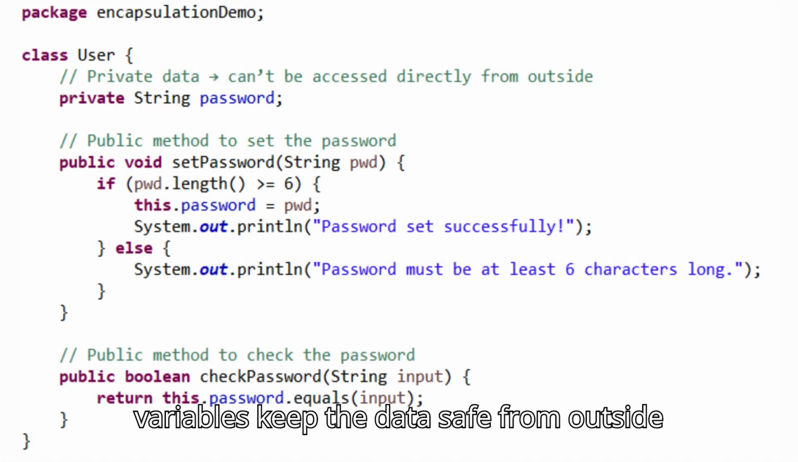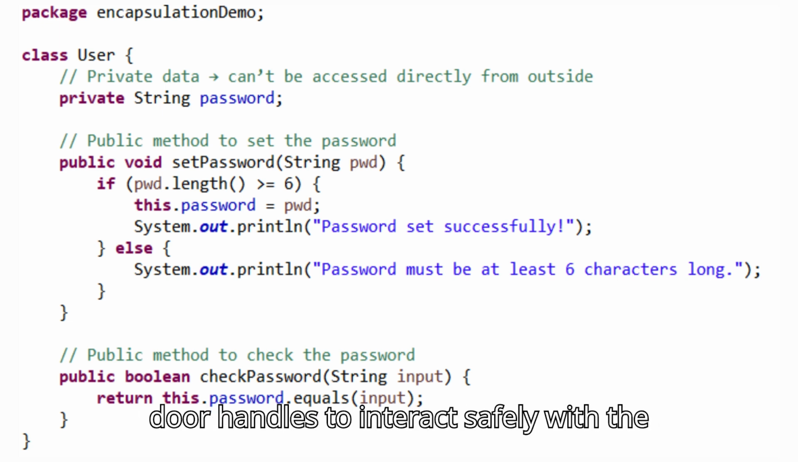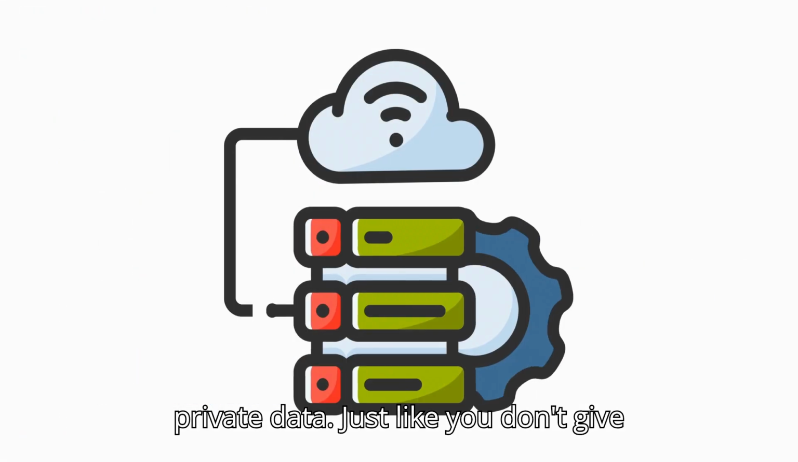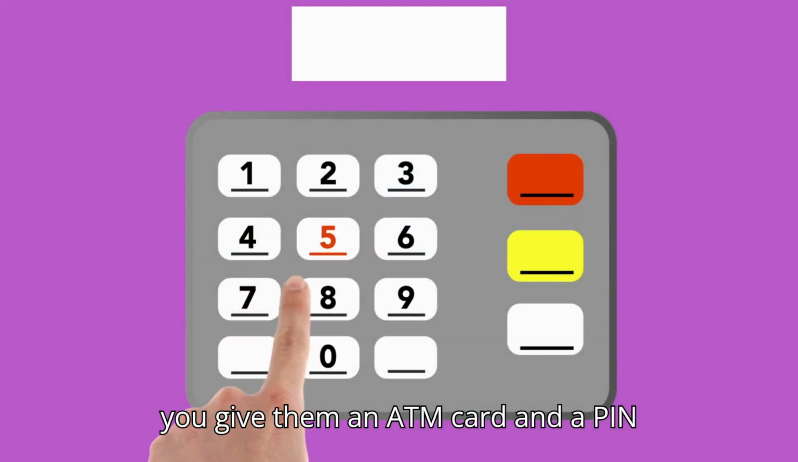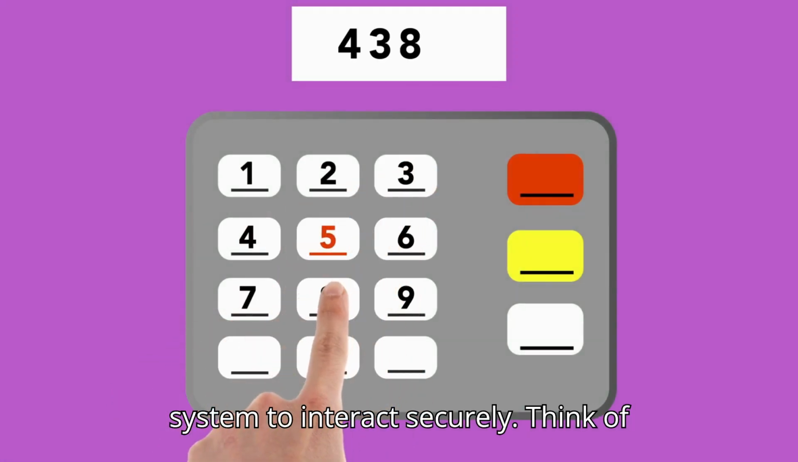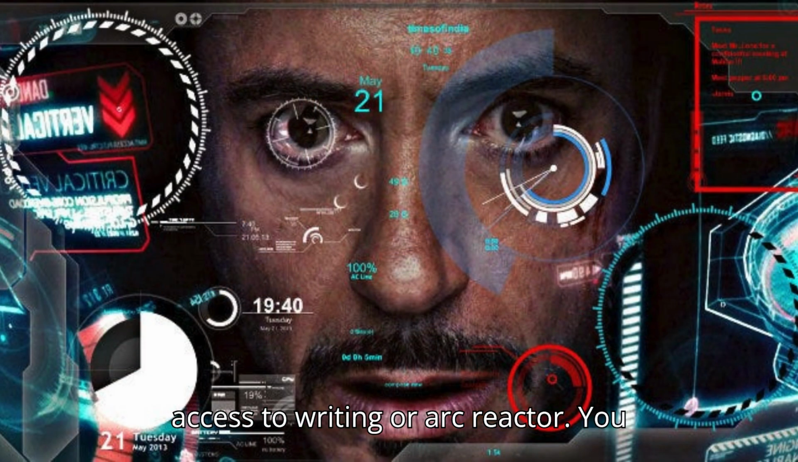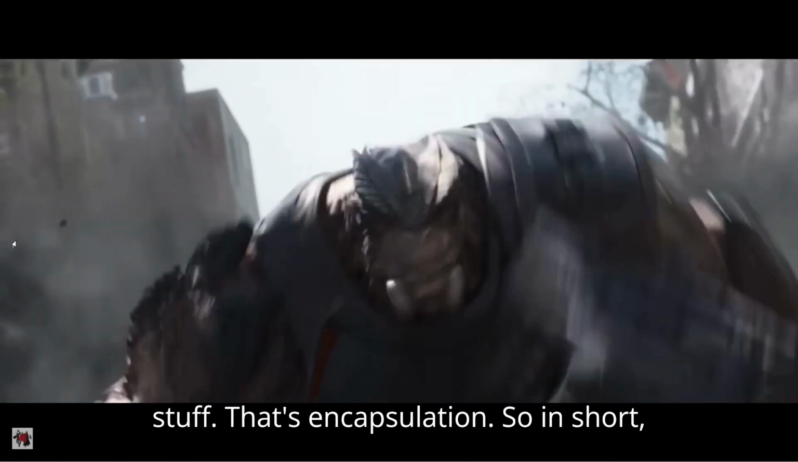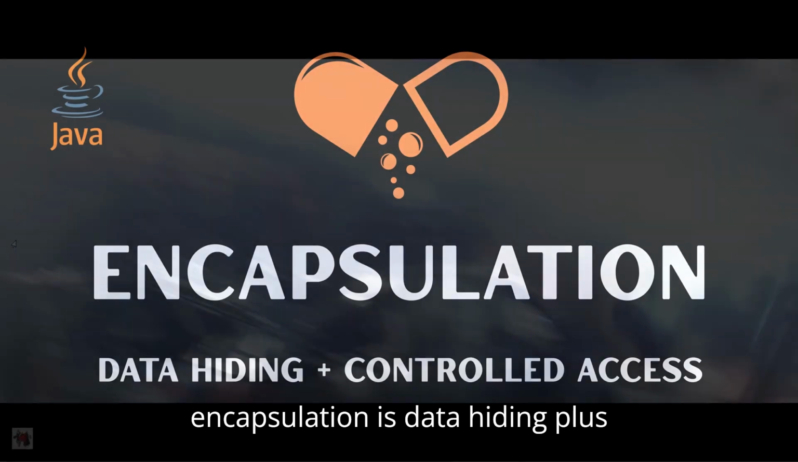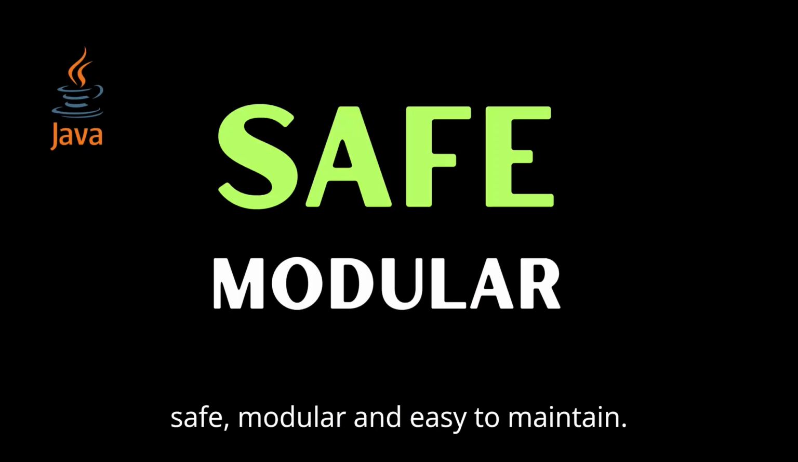Here, private variables keep the data safe from outside interference. Public methods are like door handles to interact safely with the private data. Just like you don't give someone your raw bank account database, you give them an ATM card and a PIN system to interact securely. Think of the Iron Man suit. You don't get direct access to the wiring or the arc reactor. You only press buttons on the inside interface and the suit does the complex stuff. That's encapsulation. So in short, encapsulation is data hiding plus controlled access. It keeps our program safe, modular, and easy to maintain.